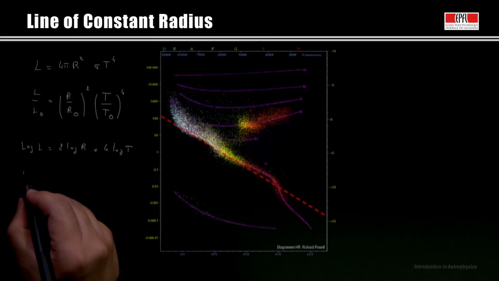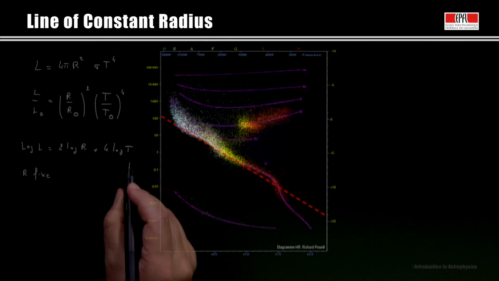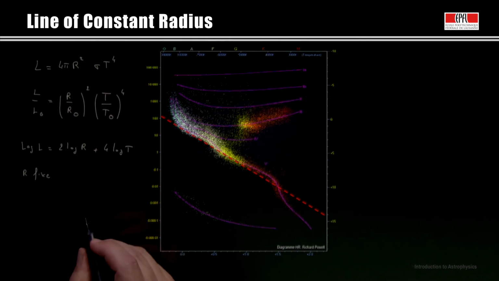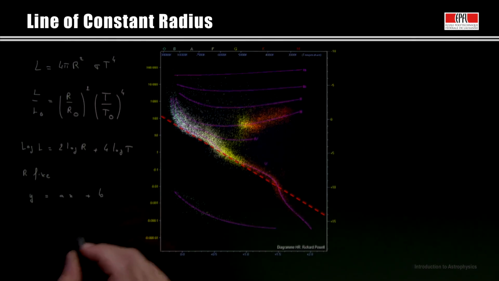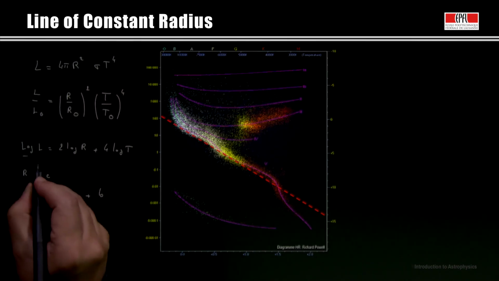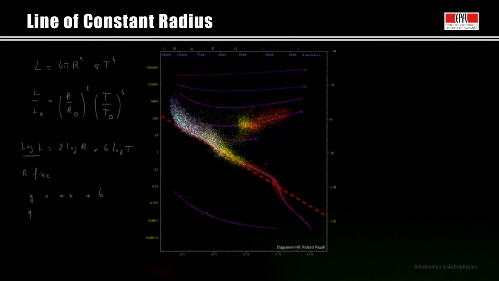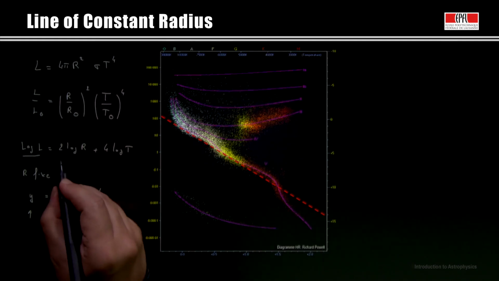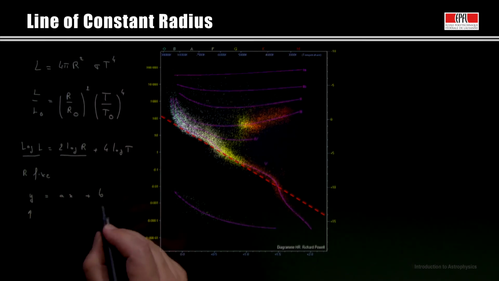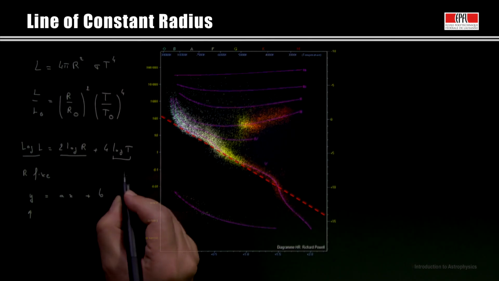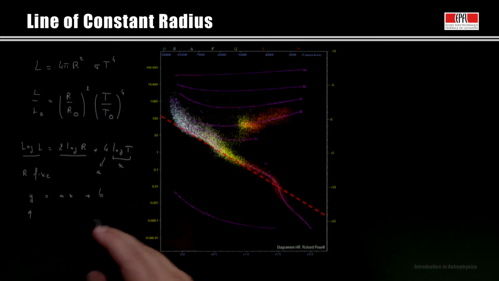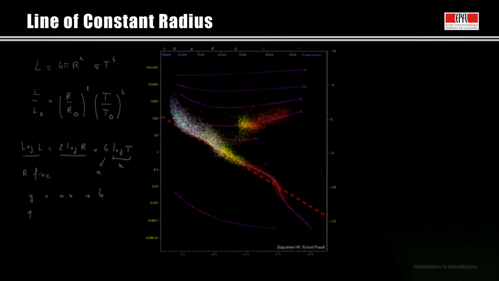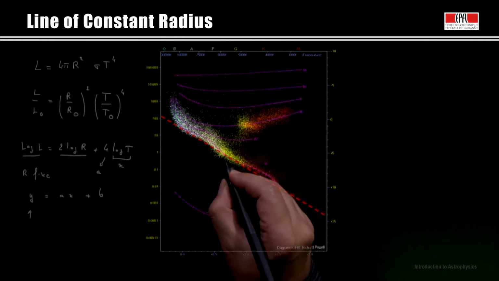If r is constant, we have the equation of a straight line in a log-log scale, a function which behaves like y equals ax plus b, where y is the logarithm of L. B is twice the logarithm of r, which stays constant, since r has a fixed value. And here is x, with the constant a in front. This is simply the equation of a straight line in the HR diagram. In the color magnitude diagram, this straight line is drawn here, and here is the position of the sun.